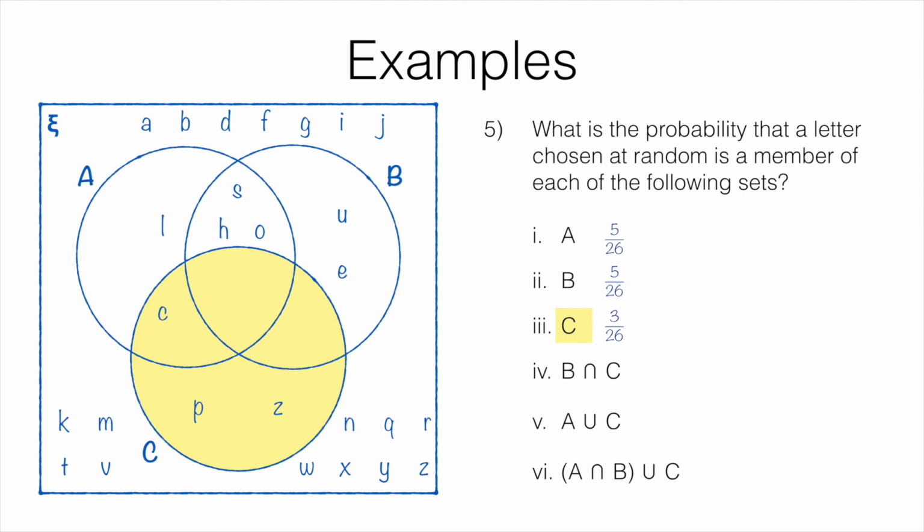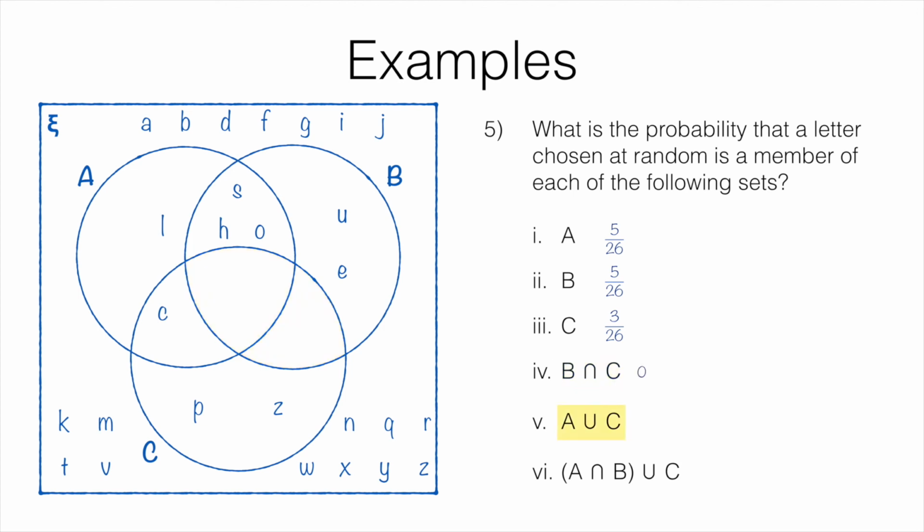Pause the video again and have a go at the last 3 questions. Here are the answers. For the fourth part, let's first highlight the intersection of B and C. That's this bit here, which is the empty set. It's got no elements. So the probability that a letter chosen at random belongs to this is simply 0.